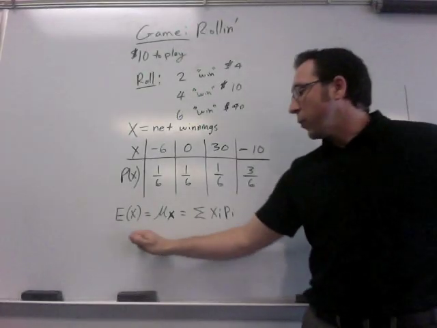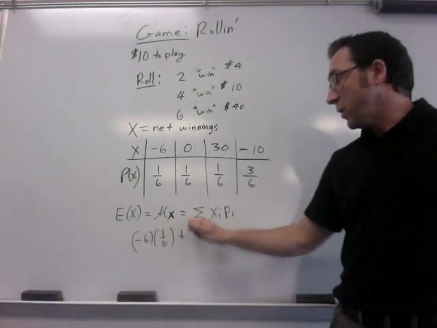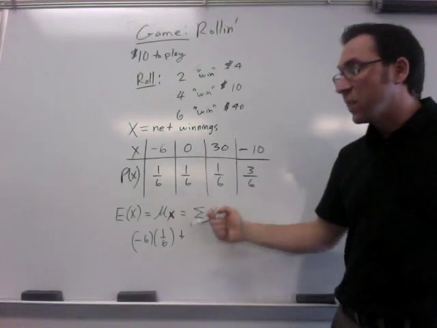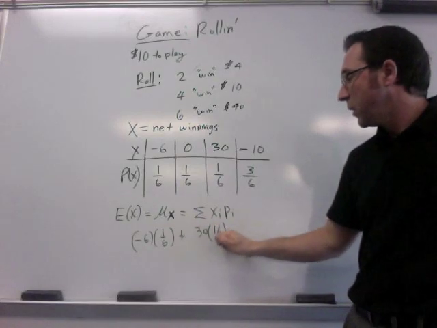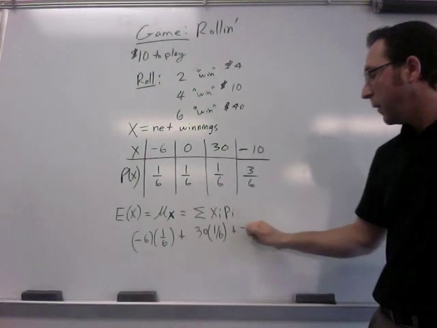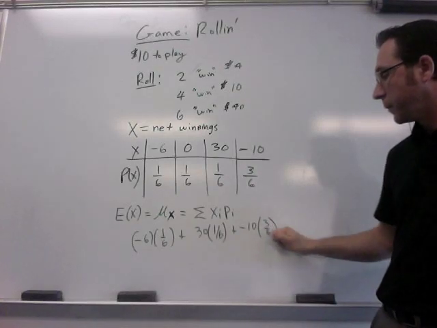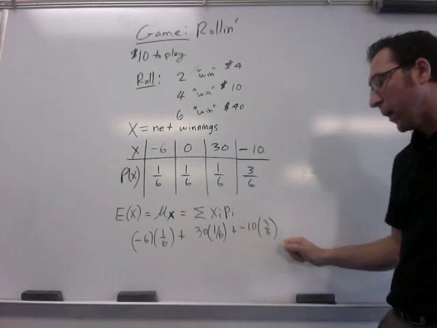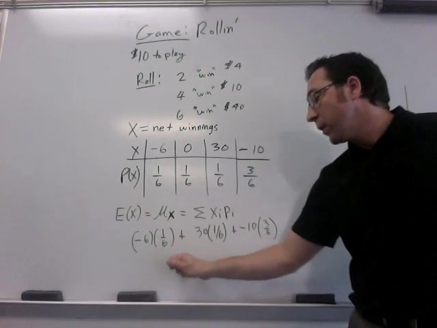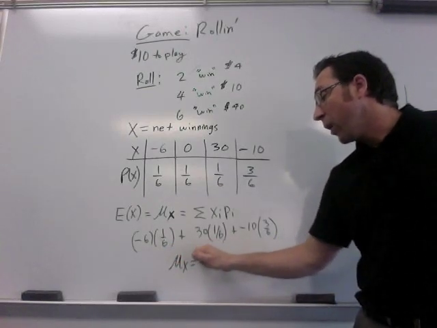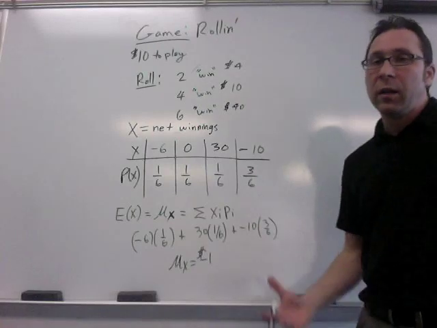So in this example, it would be -6 times 1/6 plus 0 times 1/6, which would be 0, plus 30 times 1/6 plus -10 times 1/2, or 3/6. You work the arithmetic out on this, and you end up getting that the expected value is a $1 loss. So when you play this game, you can expect to lose $1 on average every time you play.